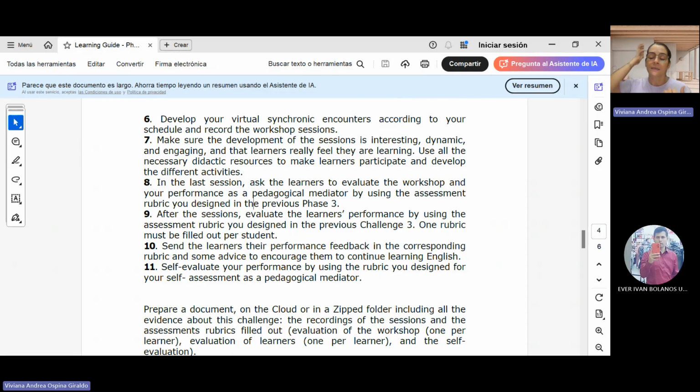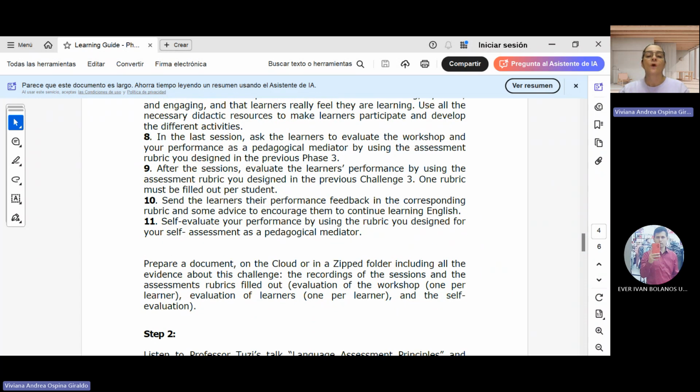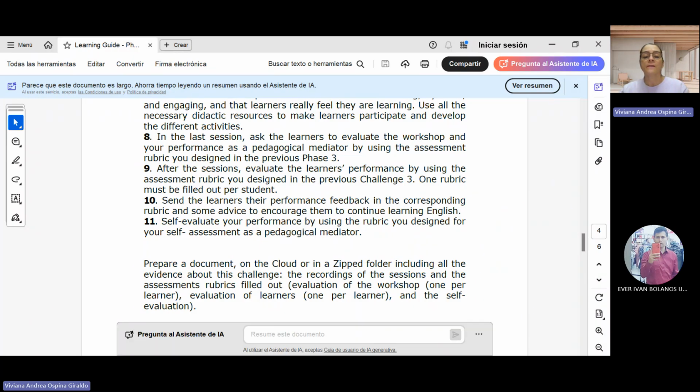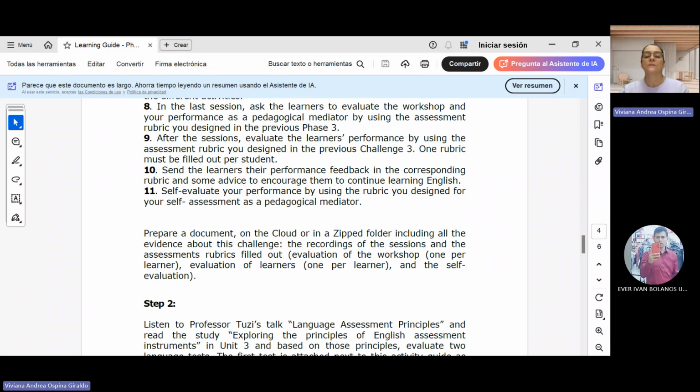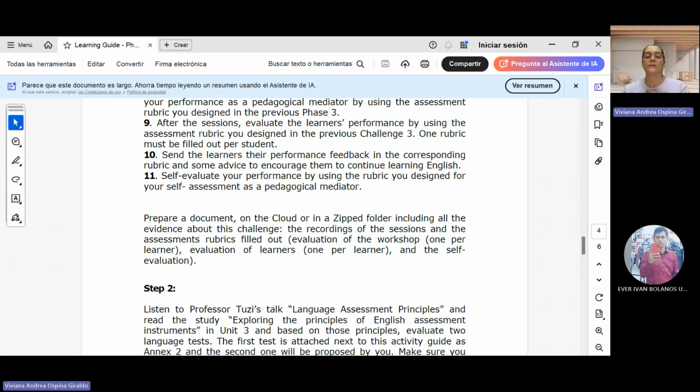In the previous task, you did 3 different rubrics, one for the workshop, one for the mediator, and one for the student's performance. They need to be filled out, una por estudiante. Prepare a document on the cloud or in a zip folder. All the evidence must be with this challenge: the recordings of the sessions, the assessment rubrics, the evaluation of the workshop, 1 per learner, evaluation of learners, 1 per learner, and the self-evaluation.